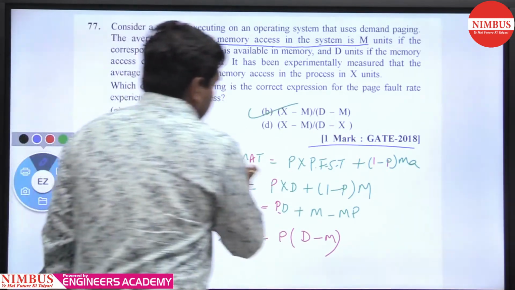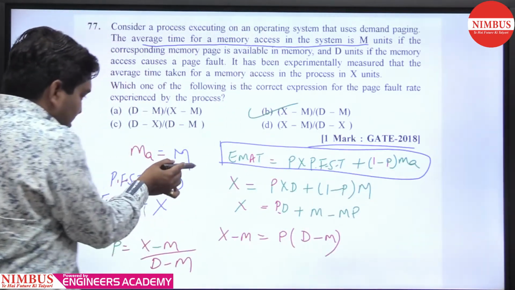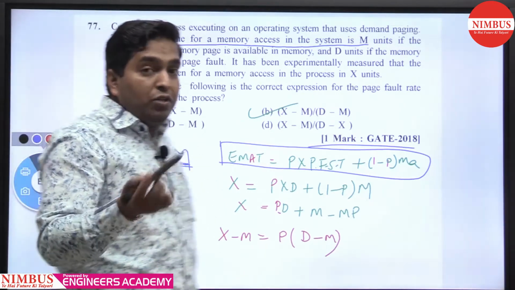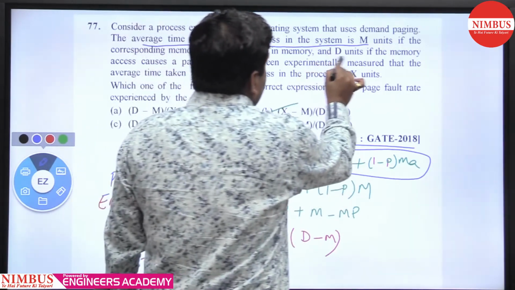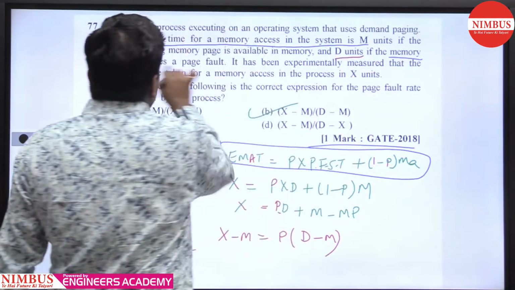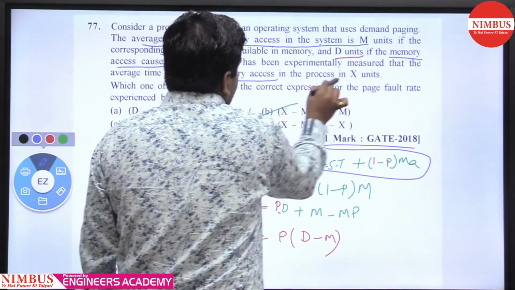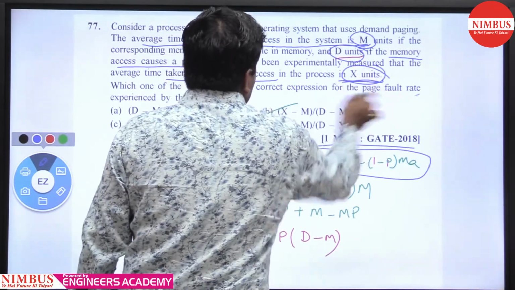Because it is a very simple question, but sometimes students get confused. Effective main memory access time is given, that is M. Page fault service time is given, D. How, sir, how can you say that page fault service time is D? Because it is clearly mentioned that it takes D units if memory causes a page fault. If a page fault happens, D units of time are taken. And effective main memory access time is given as X units. Main memory time is given, and it is asking about the page fault rate.